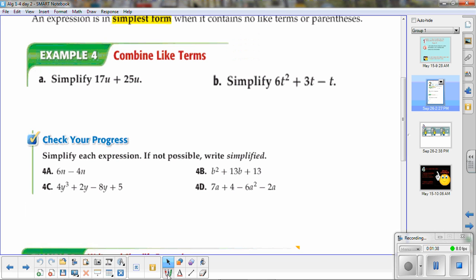Let's take a look at the first example, simplifying 17u plus 25u. These two right here are both like terms, so we're going to go ahead and just add 17 plus 25. 17 plus 25 is 42. So this is 42u.